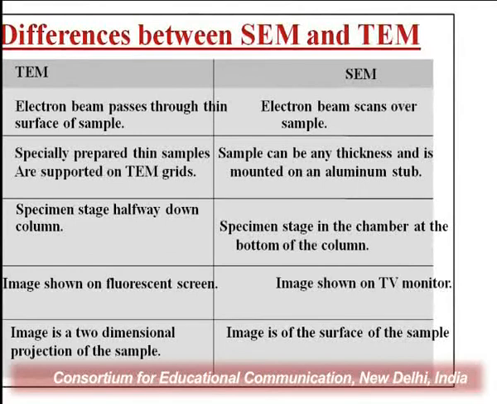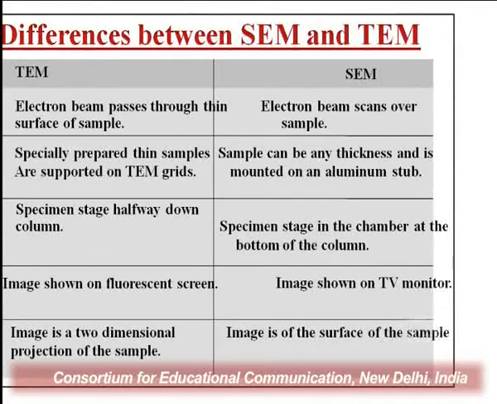Number 2, specially prepared thin samples are supported on TEM grids, but here in the SEM, the sample can be any thickness and is mounted on an aluminum stub. Means we can put it on any surface. In the TEM the specimen stage is halfway down the column, but here the specimen stage is a chamber at the bottom of the column.